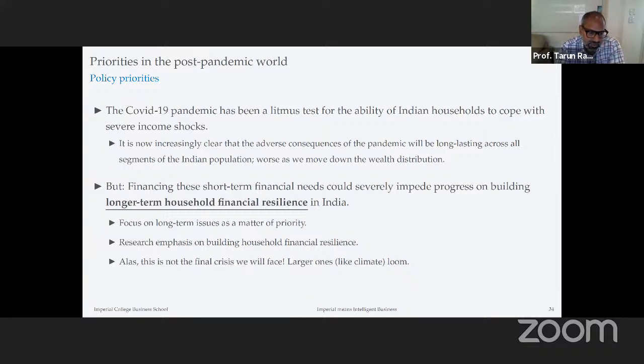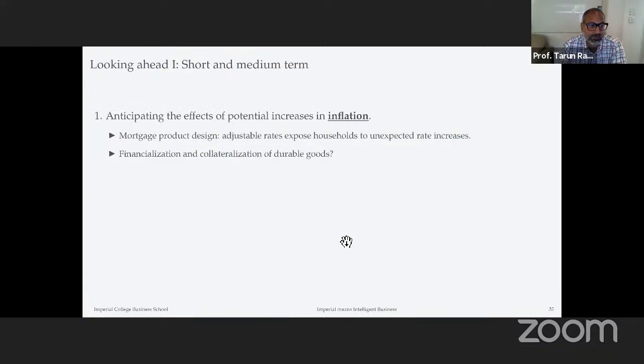And I think we should focus on these long-term issues as a matter of priority, with a research emphasis on building household financial resilience. Because this is not the final crisis that we will face, because even bigger ones, such as the climate crisis, are looming at present. So while we deal with the current crisis, we must not forget that there will be ones in the future. So what should we look ahead at?